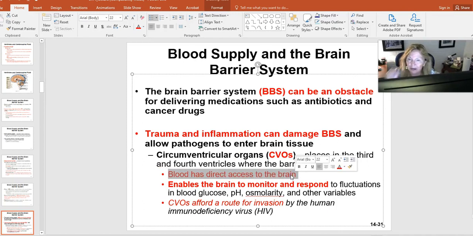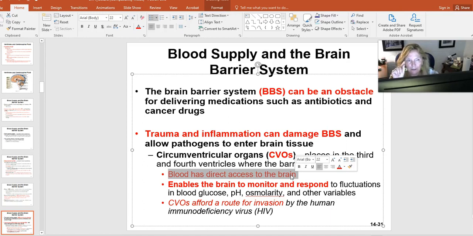And the reason that you have this little Achilles heel area, this little weak area where things can enter through, is so that the central nervous system can monitor the different chemical properties of the blood. So it's monitoring pH, osmolarity, and electrolyte function. But essentially, that is a weakened area.